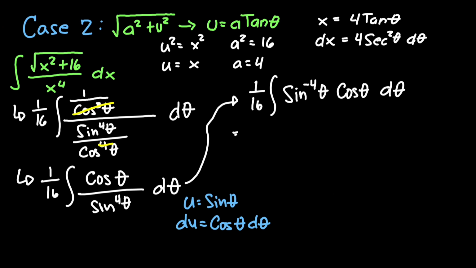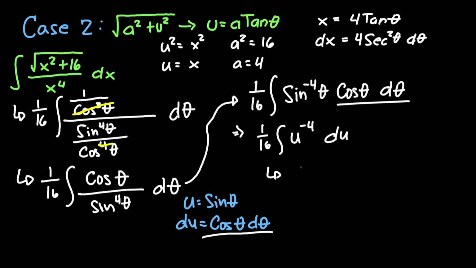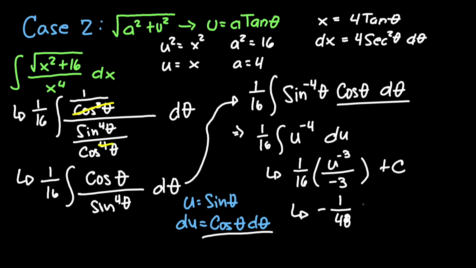So this would be 1 over 16 the integral of u raised to the power of negative 4, and cosine theta multiplied by d theta is simply du. So this would be 1 over 16 multiplied by u raised to the power of negative 3 over negative 3 plus constant of integration. Putting u back into its original form, it will be negative 1 over 48 multiplied by sine raised to the power of negative 3 of theta plus c.